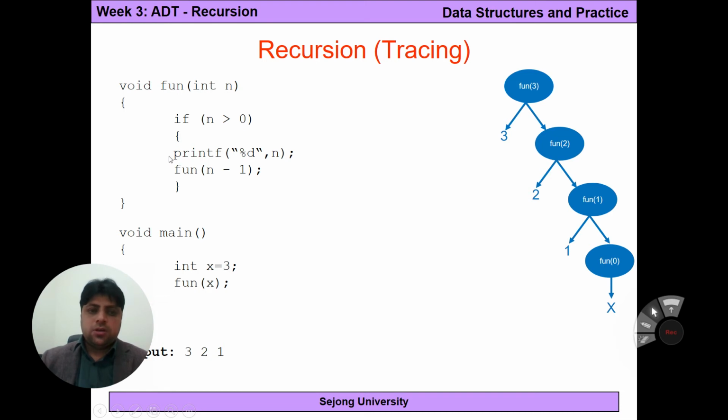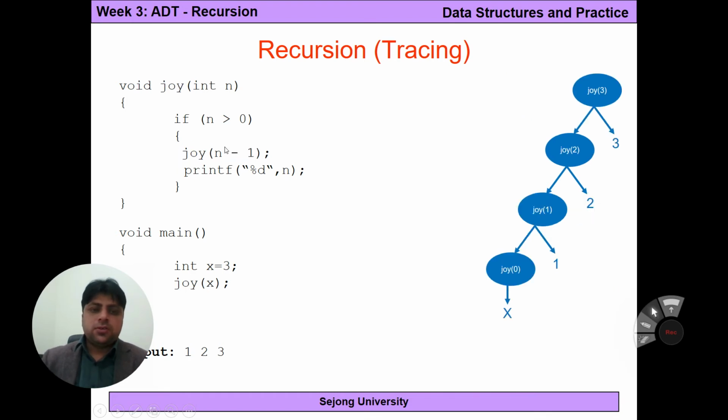When the statement is executed first and the recursive function is performed later, this is tail recursion. When the recursive function is called first and the statement is executed later, then it is called head recursion. So these are some concepts related to recursion. Let's take another example to go deeper into it.